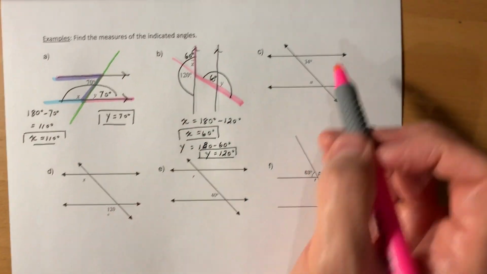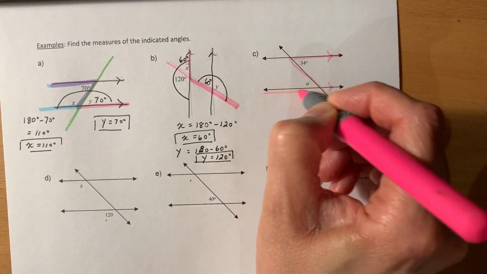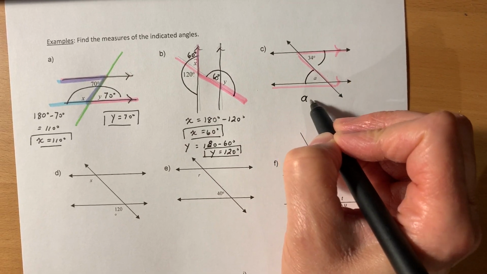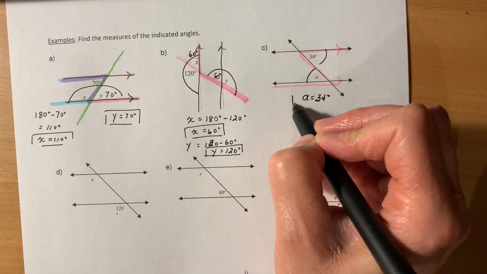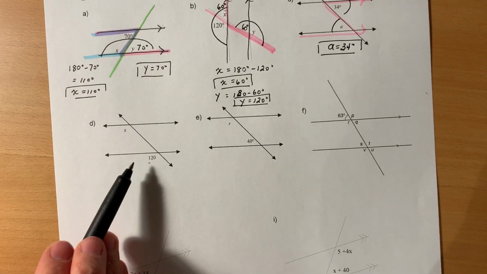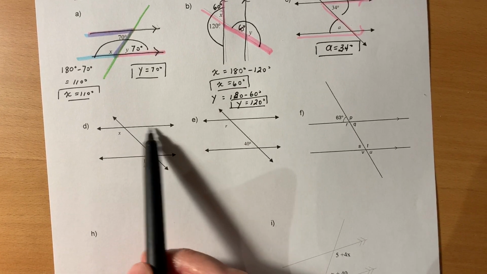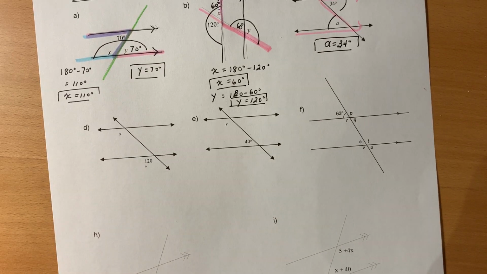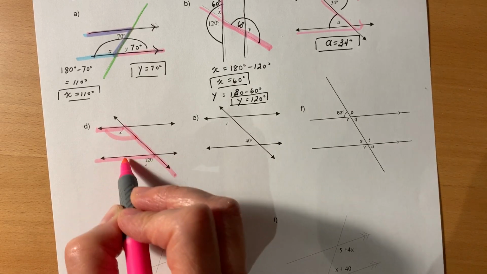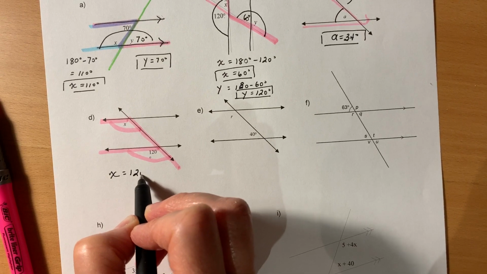So I'll look at C. Again, I have parallel lines here. So I see I have a Z pattern here. So I know with the Z pattern, these angles are the same. So my A value is 34 degrees. Let's look at these ones. Again, you should start drawing patterns, Z patterns, F patterns, C patterns. And here I notice I have an F pattern. These angles are the same. So I know now X is 120 degrees.